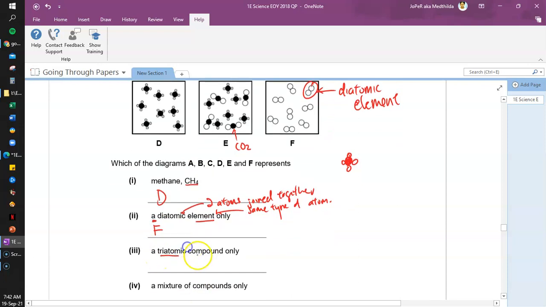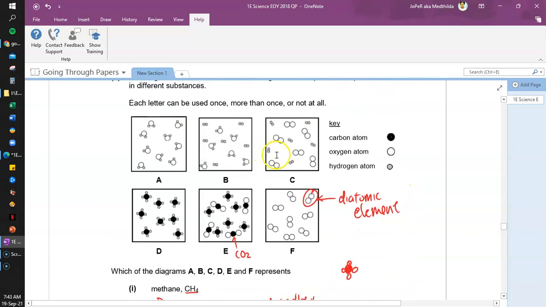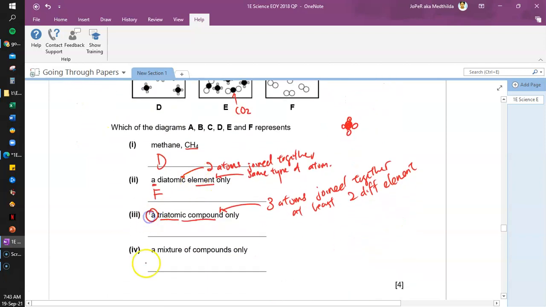Which one is a triatomic compound? Triatomic means 3 atoms joined together. And I must have at least 2 different elements, because compounds are 2 or more different elements chemically combined. So therefore, the only answer is A, because this is a triatomic compound. It's the same idea: because they only want a triatomic compound, the only possible answer is A.